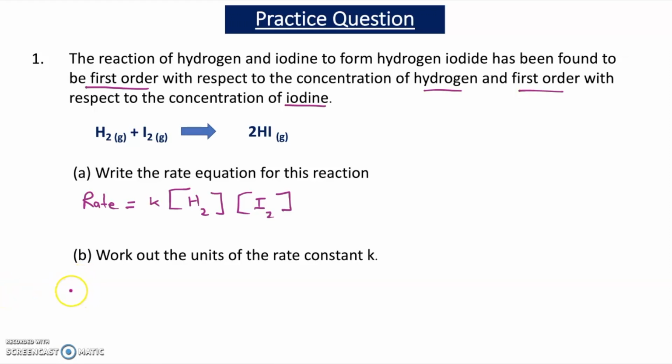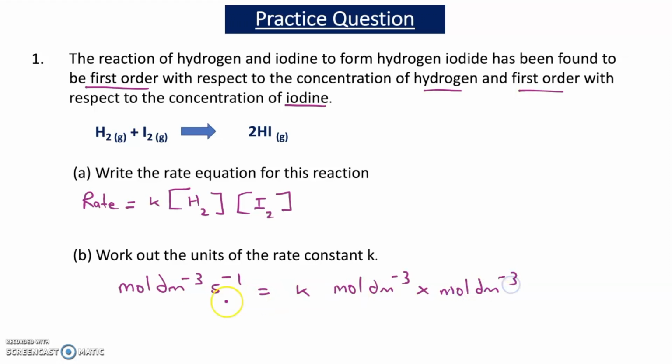Now it's then asking you to work out the units of the rate constant K, so all we have to do is substitute in the units for rate and the units for concentration into this rate equation. So rate is measured in moles per decimeter cubed, seconds to the minus 1, and this will be equal to K times moles per decimeter cubed times moles per decimeter cubed. And that's because moles per decimeter cubed is a unit for concentration, and we have two concentration terms.